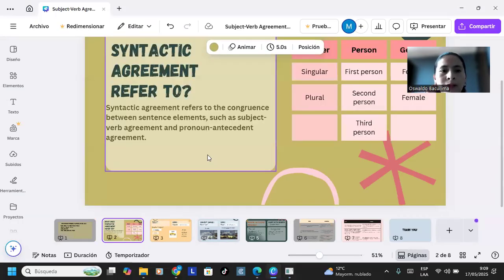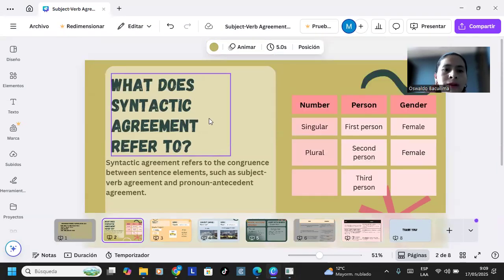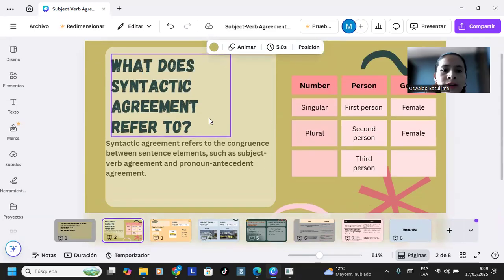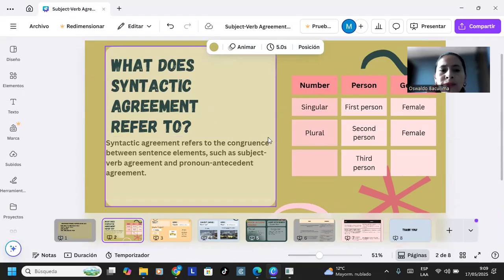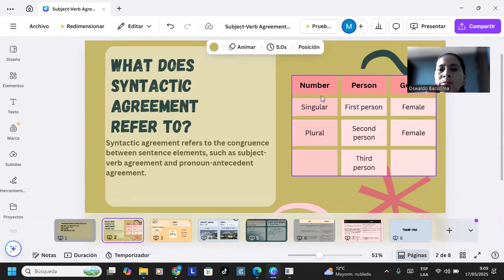First, I'm going to explain what a syntactic agreement refers to. Syntactic agreement refers to the congruence between sentence elements such as subject-verb agreement and pronoun-antecedent agreement. This has to concord in number, singular, plural, person, first, second, and gender.